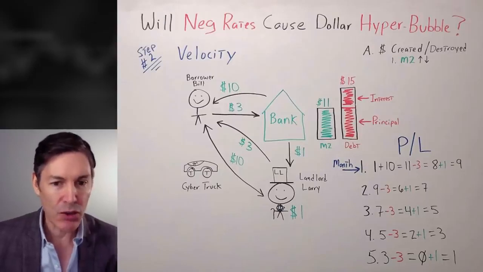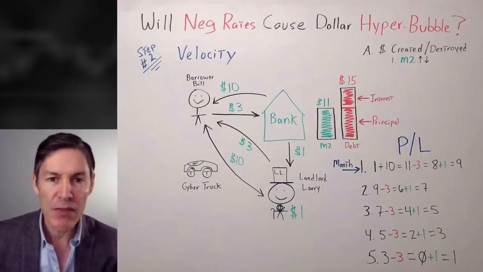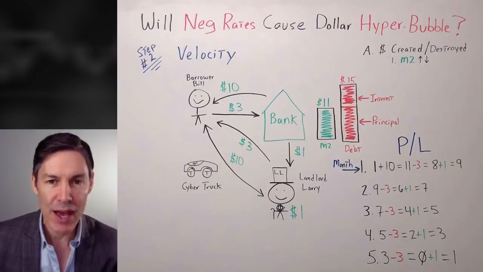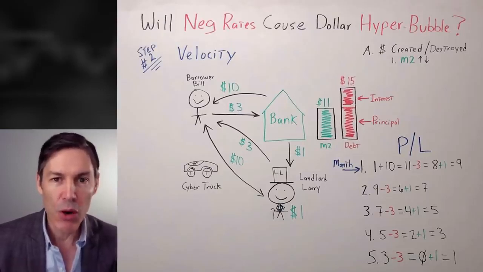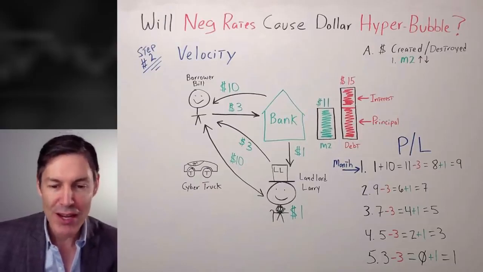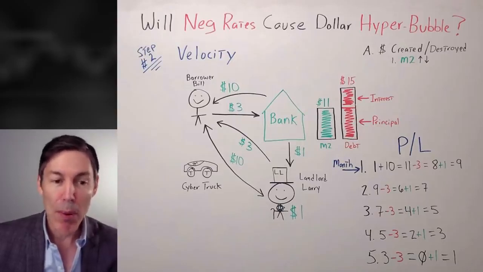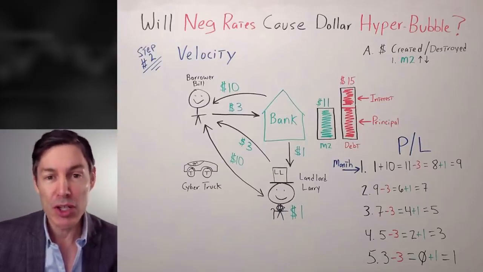But going back to velocity, as an example, let's try to think through a scenario where we'd have $15 worth of debt that we could pay off with only $11 in the system. It starts off with Landlord Larry, and he is definitely ballin', has his pimp cane there and his gold chain. He has a $1 bill in his pocket. Well, Borrower Bill wants a job. He wants to be Landlord Larry's chauffeur.